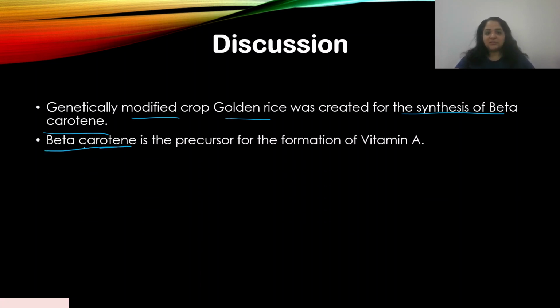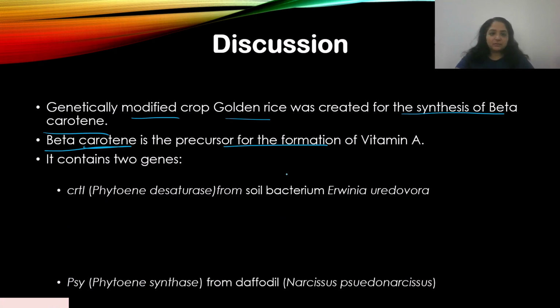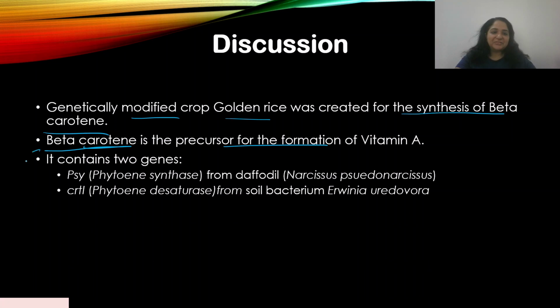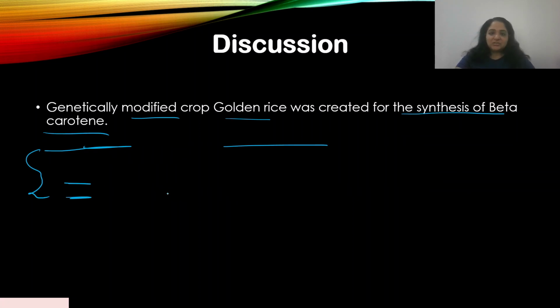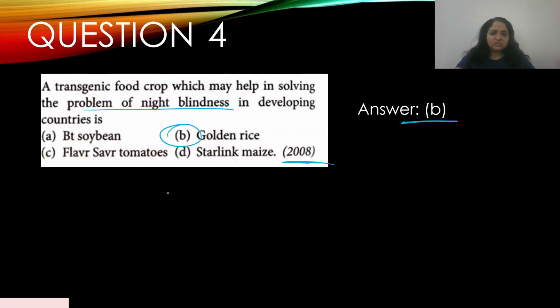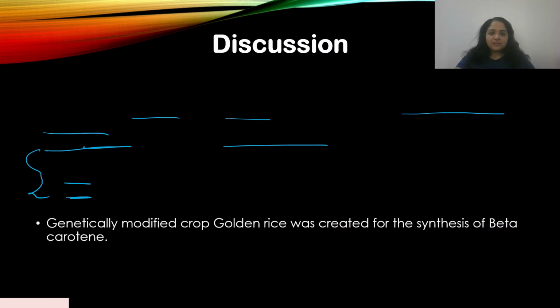So yeah, we know that beta carotene is a precursor for the formation of vitamin A. Sorry, it was the wrong order, but yeah, it contains two genes, PSY1 and CRT1. Already discussed this also in the previous lecture. But to answer your question, we've answered the question. It's pretty direct, simple. Let's move on.